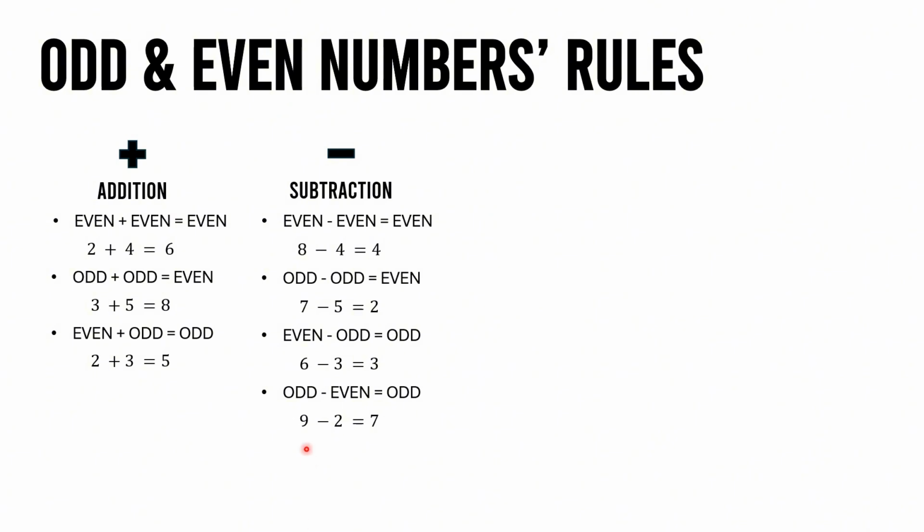If we have odd as a minuend and even as a subtrahend, we get an odd number. 9, which is odd, minus 2, which is even, equals 7, which is odd.